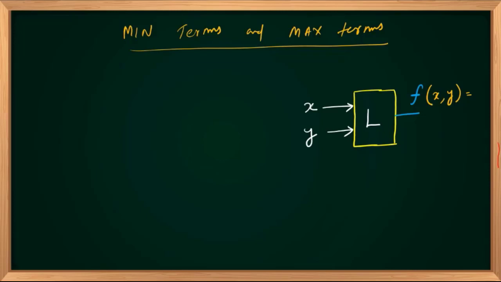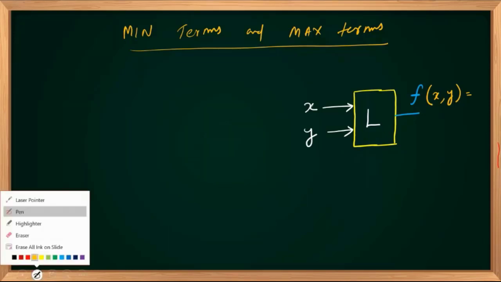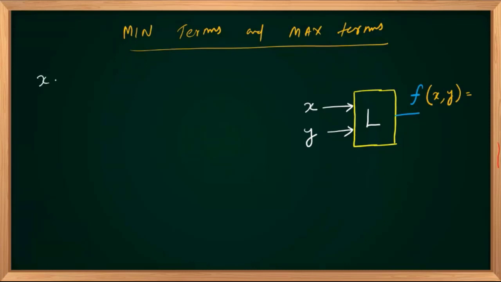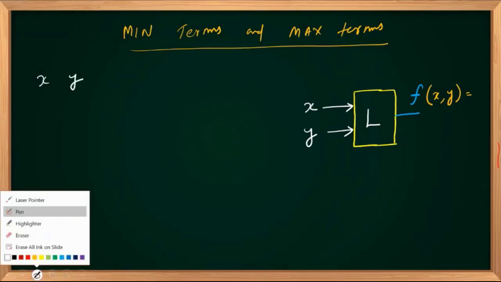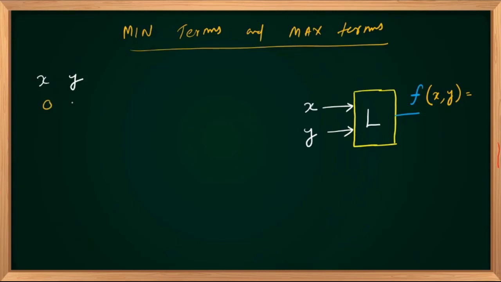And since I have two variables, X and Y, as we discussed earlier, how many combinations are possible? I have the 0, 0 combination, then 0, 1, then 1, 0, and 1, 1. These four are the possible combinations at the input side with respect to X and Y. Four possible combinations.